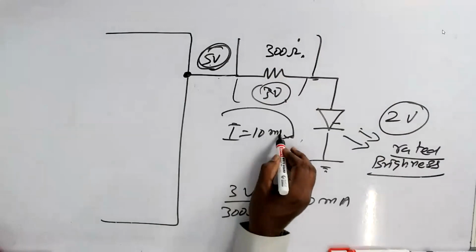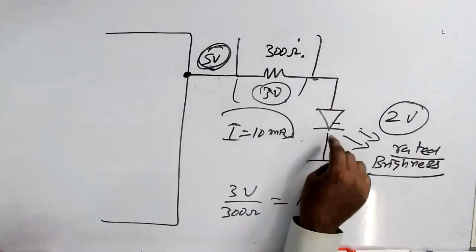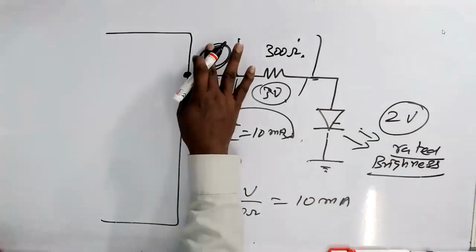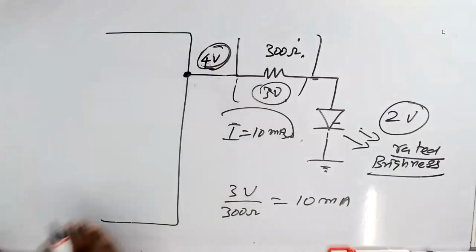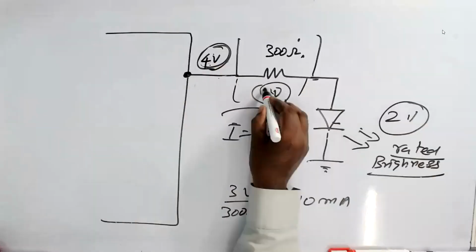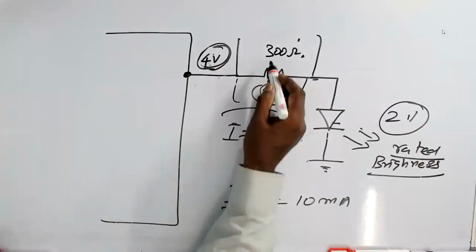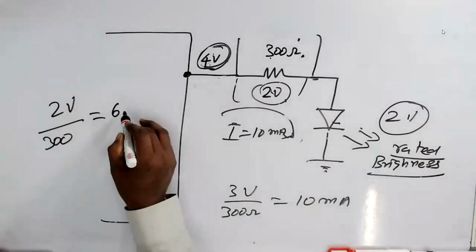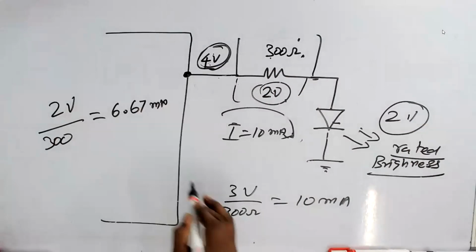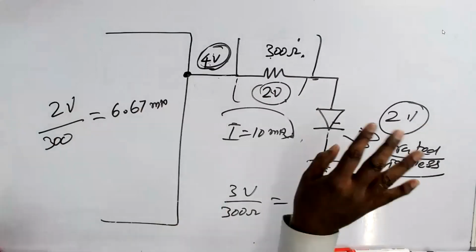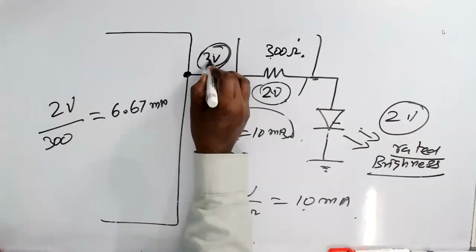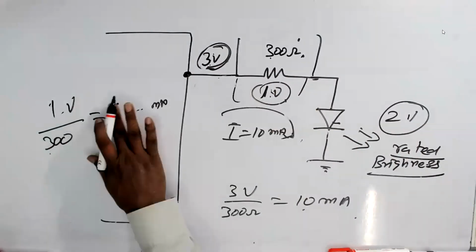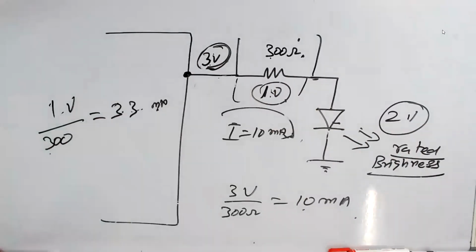So the LED is going to give you some amount of resistance. Now, if I change the voltage to 4 volt, what happened? Here 2 volt, here 2 volts get dropped. So 2 volt divided by 300, how much? About 6.67 milliampere, not 10 milliampere. So the LED will be a little bit dimmer. If we make this 3 volt, the drop here becomes 1 volt. 1 volt divided by 300 equals 3.3 milliampere.